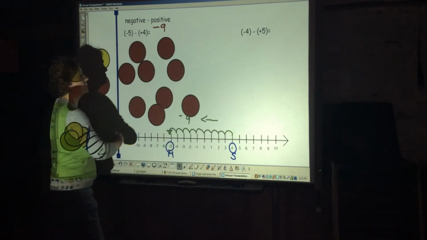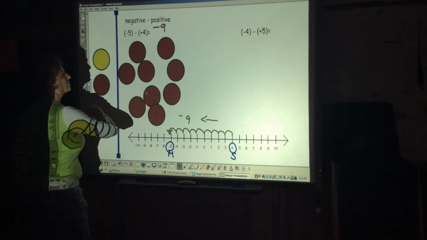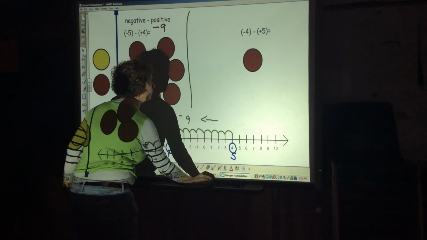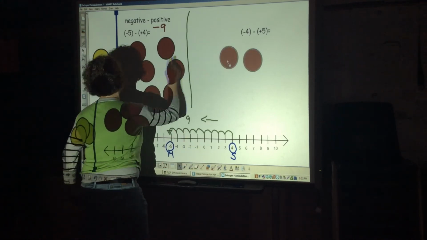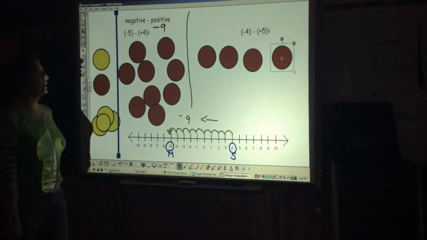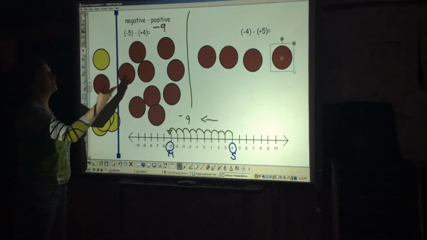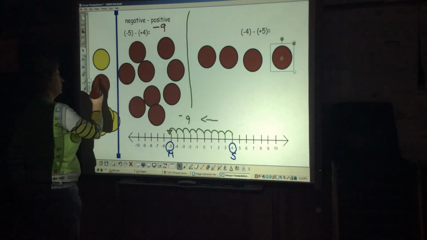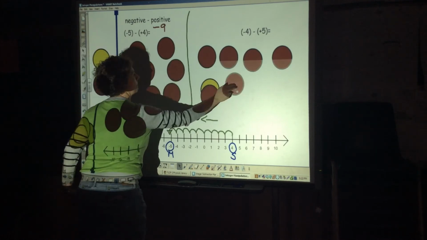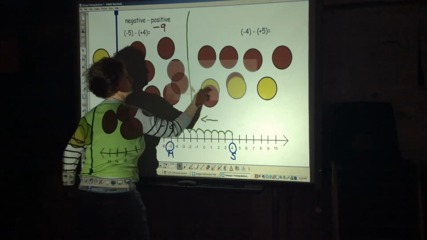Now I flipped the question around to see how that would change things. All right, so I'm starting with -4 here. I'm going to put a line down here so we know that's a different question. Now I need to take away +5. Again, I don't have any positives. So now I need to add 5 zero pairs, sorry.